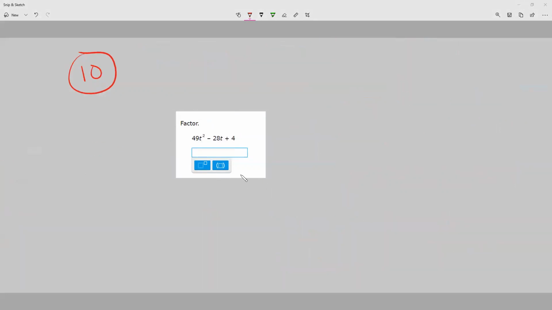Okay, this is also considered a special case, this type 2. So let's go through and handle it the way we normally would. With such big numbers, I'd definitely want to check to make sure that I don't have a greatest common factor. So do I? 49, 28, 4? No, there's none. So this time there isn't, but don't forget to check.